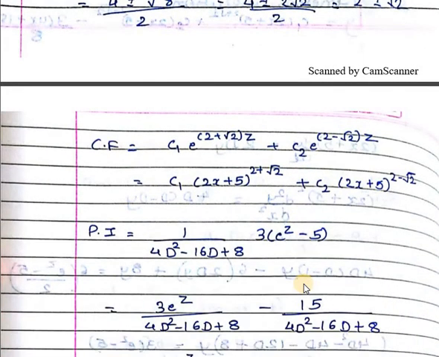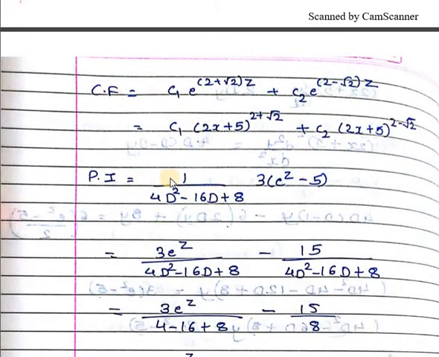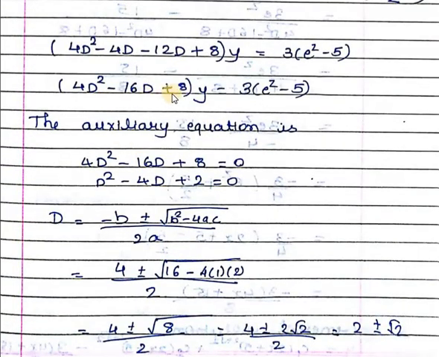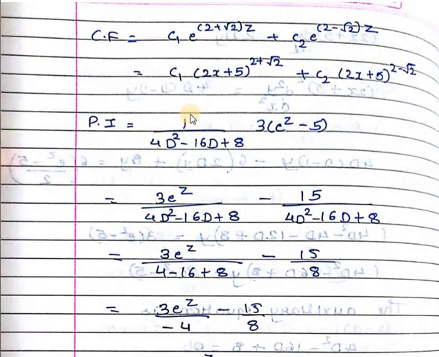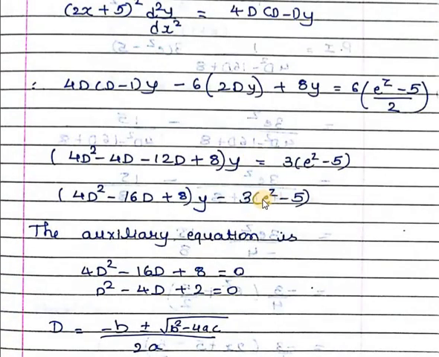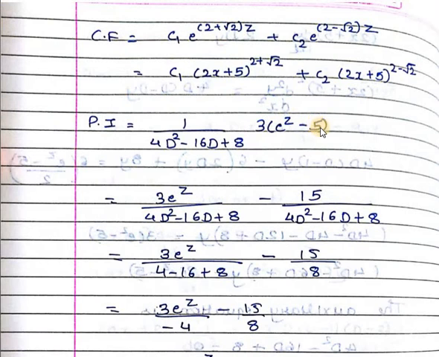Now we will find out PI, that is the particular integral. So PI is given by 1 divided by f of D into capital X. So what is f of D? It is 4D² − 16D + 8. So here it will be 1/(4D² − 16D + 8) into capital X. What is capital X? It is 3 in bracket e^z − 5. So here, simplifying, it will be 3e^z/(4D² − 16D + 8) − 15/(4D² − 16D + 8).